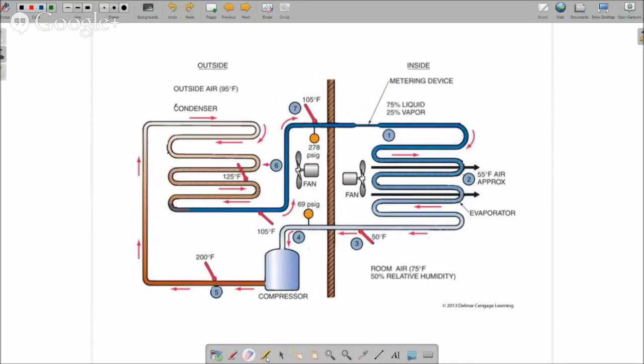All right, so we start out here at the exiting the metering device, and it's 75% liquid, 25% vapor, and the pressure has dropped and the temperature has dropped.